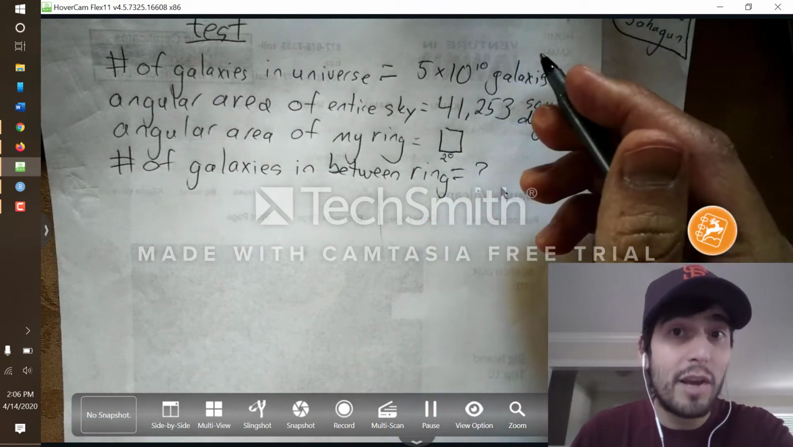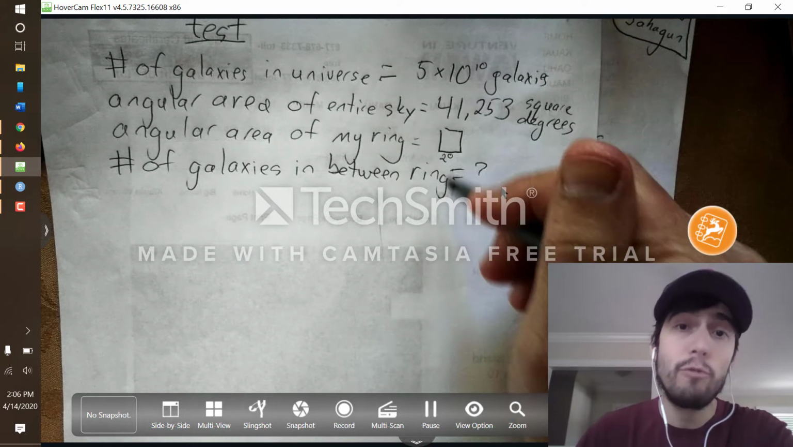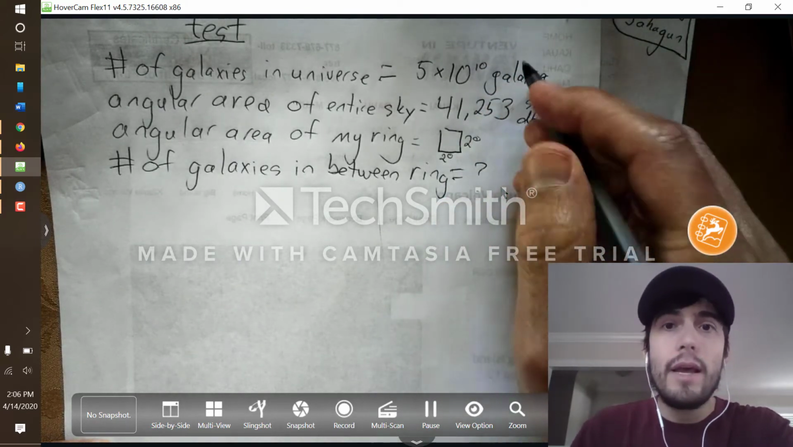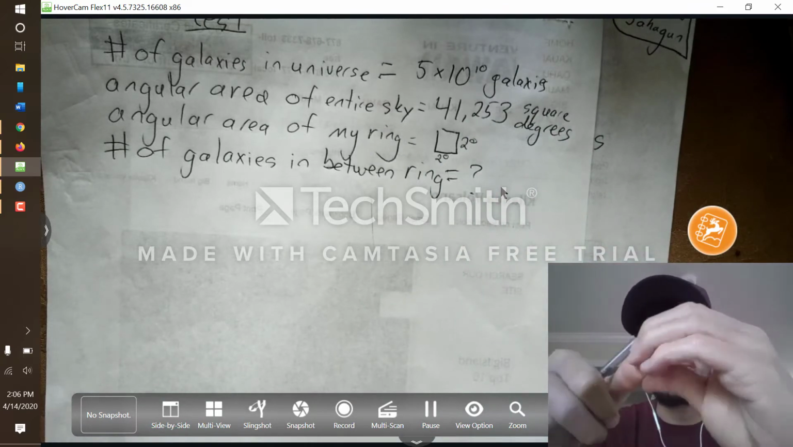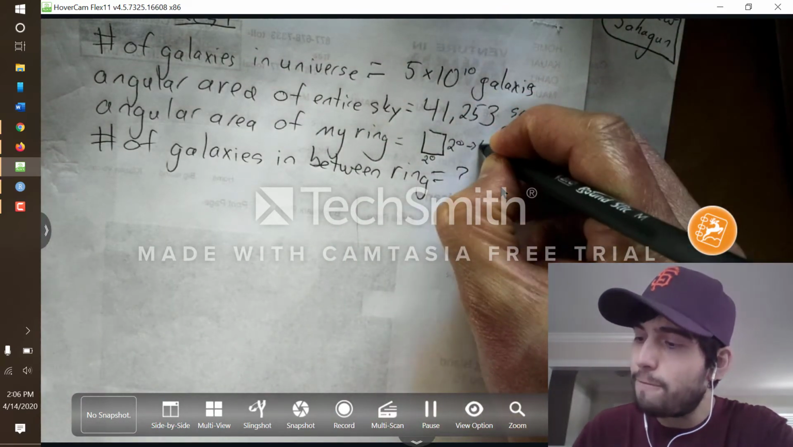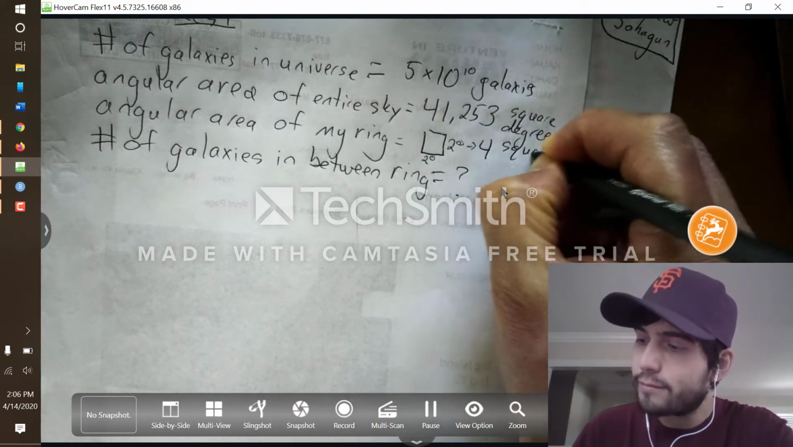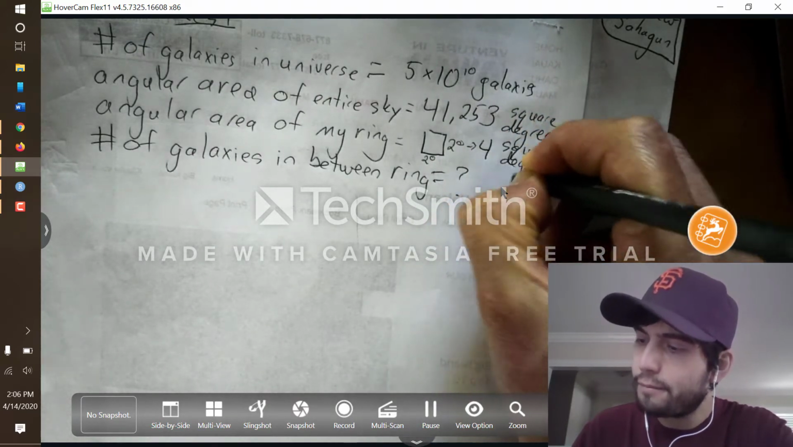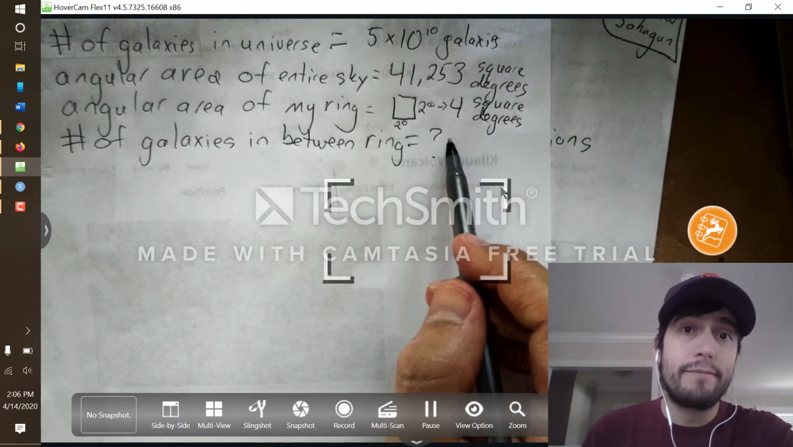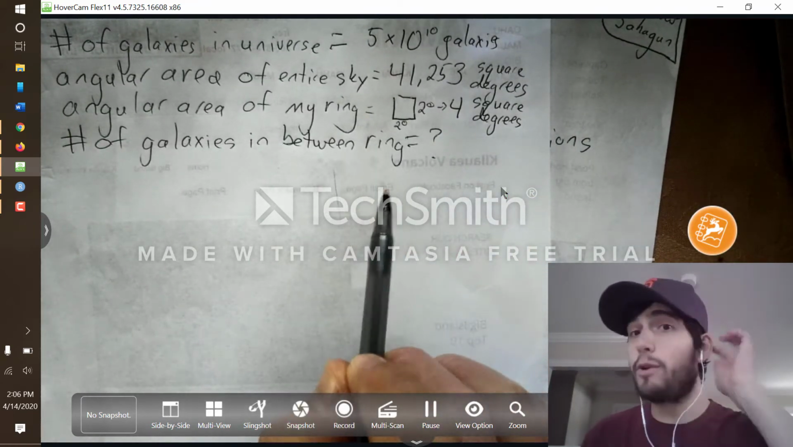And assuming my thumb's a rectangle or a square, which I'm going to assume just to make the math a little easier, this is also 2 degrees. And again, if my thumb is kind of like my ring, then the angular area of this is going to be 4 square degrees. Again, these are rough estimates. It doesn't matter if it's right. So now I want to find the number of galaxies in between my ring.